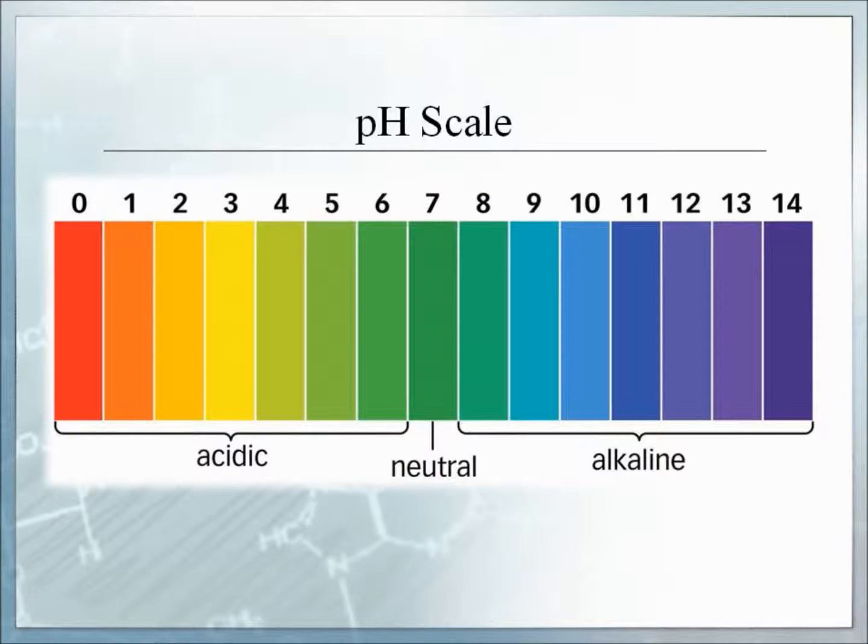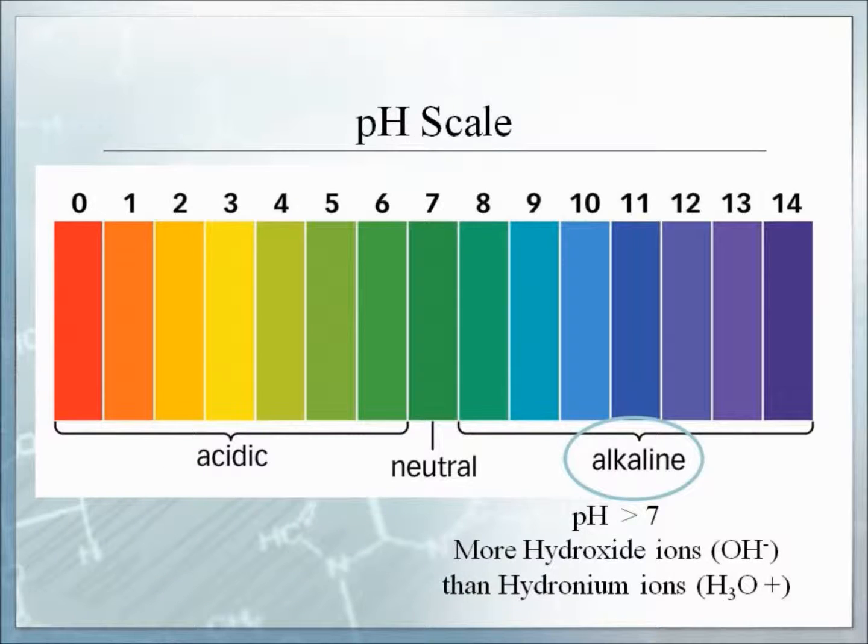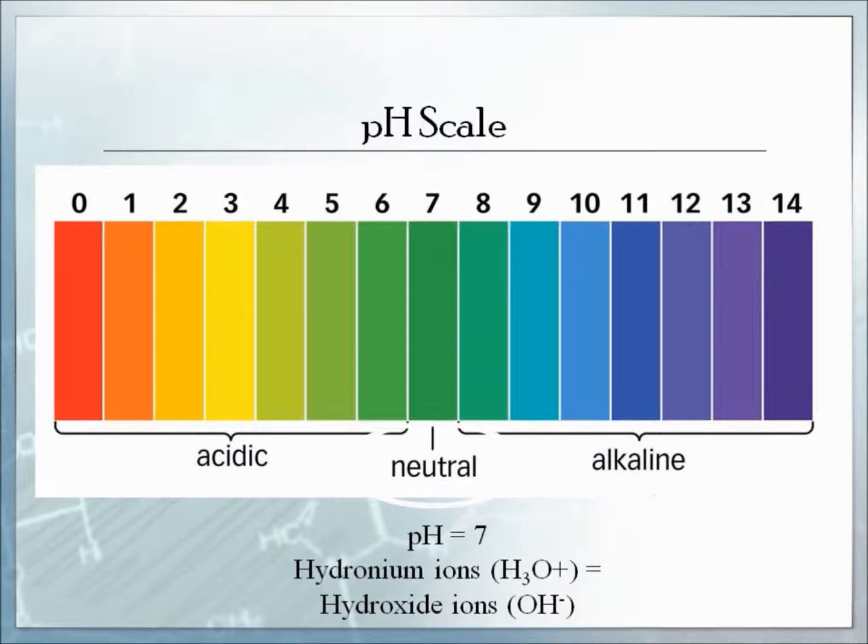The pH scale is very important in context of acids and bases. It ranges from 0 to 14. If a substance is acidic, it has a pH of less than 7. If a substance is alkaline or basic, its pH is greater than 7, and if a substance is neutral, it has a pH of exactly 7.